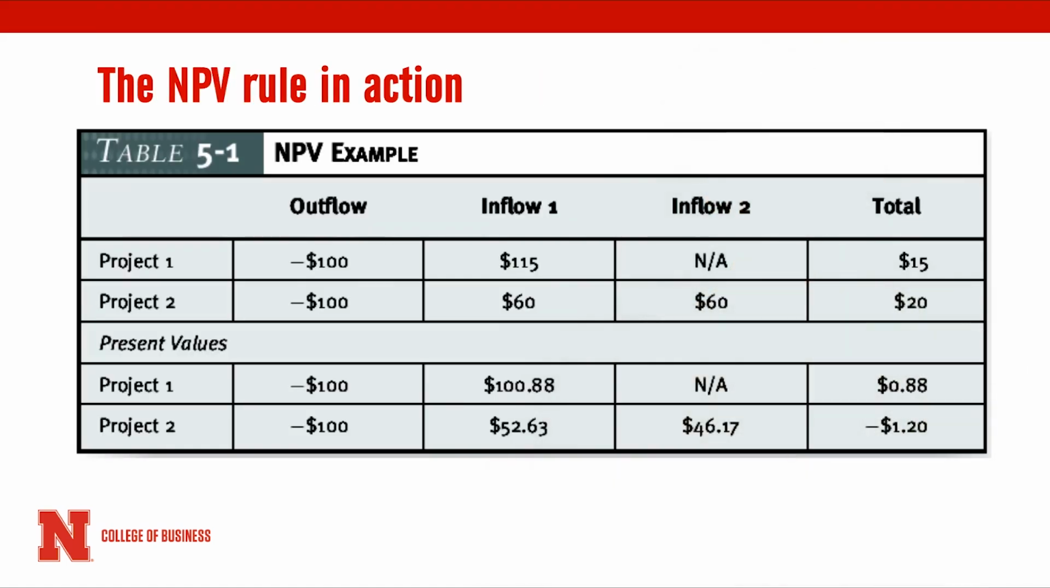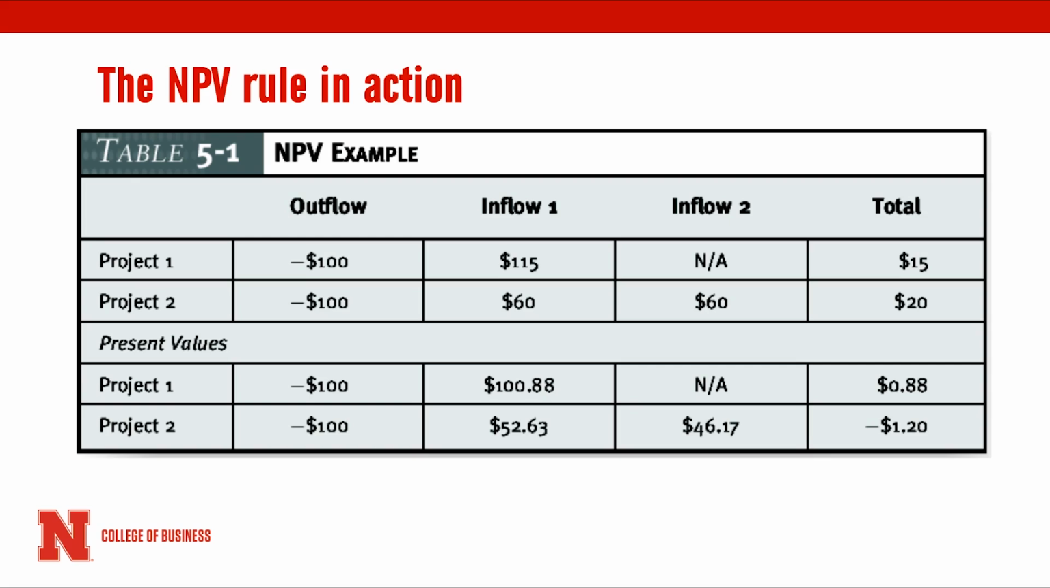Let's look at an example. Here we have two projects, Project 1 and Project 2, and both involve an initial cost of $100 million. So the outflow at time zero represents the investment that's required, and we see that both of these projects require a $100 million investment. Now, what's different is the timing and the amount of the cash flows.